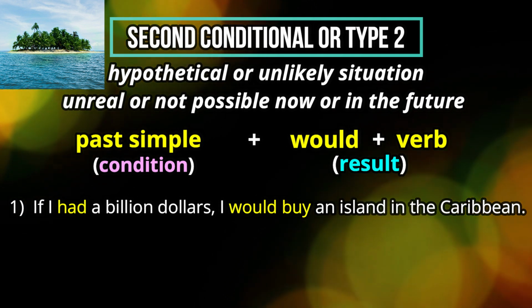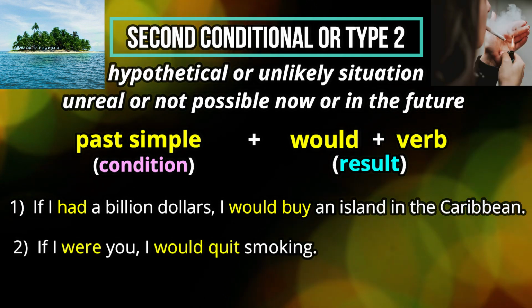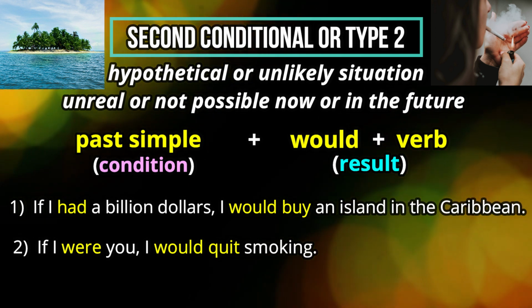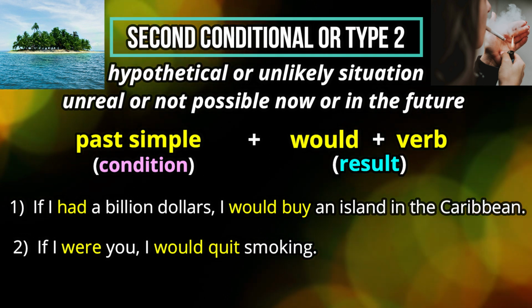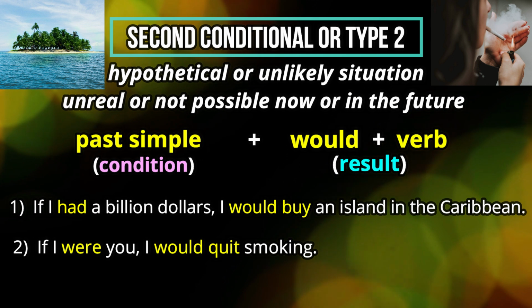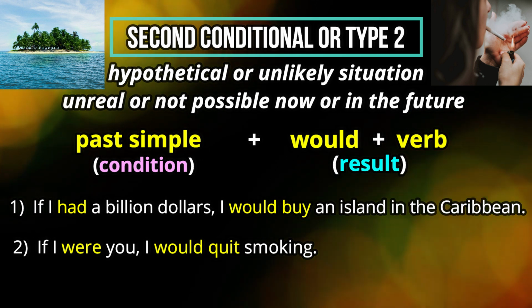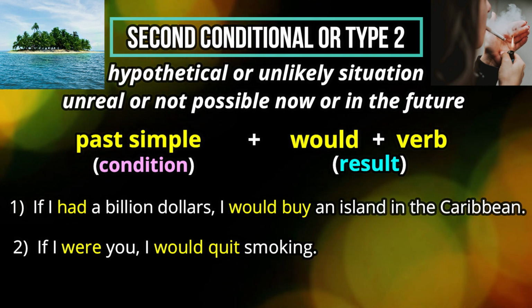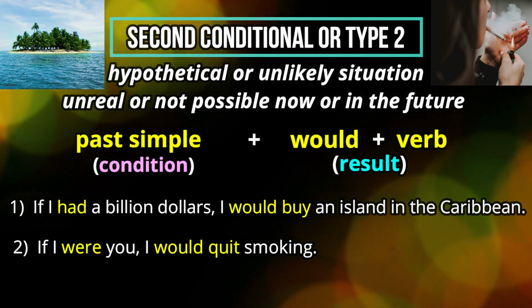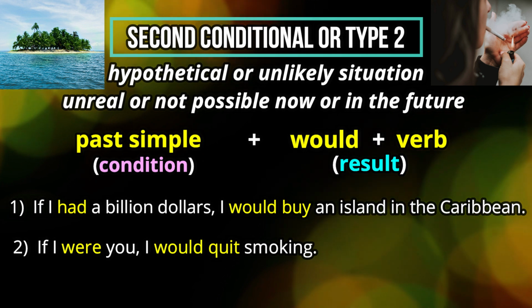All right, number 2, if I were you, I would quit smoking. Same thing. We have if I were you, which is impossible to be. I can't be somebody else. But that's the condition. The result would be if I were you, I would quit smoking. That's the result of this condition.